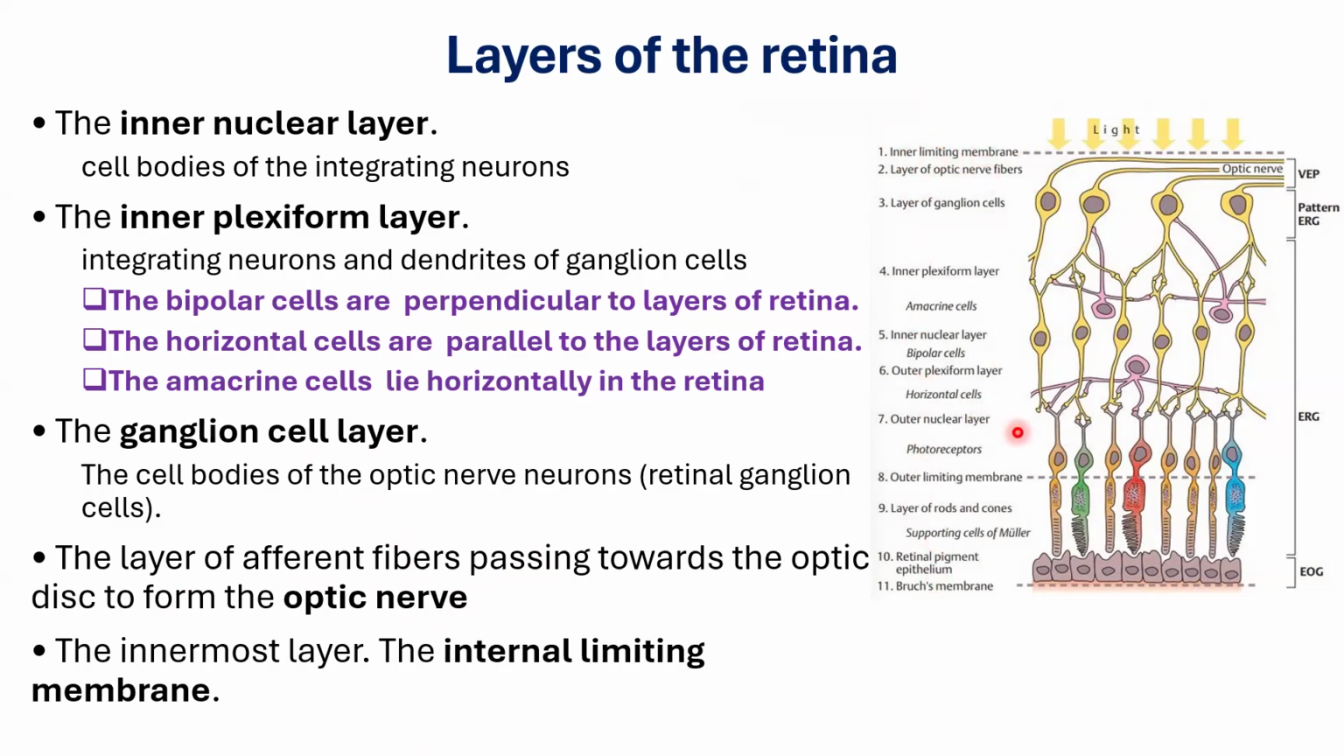Actually, these are commonly asked questions, so be able to describe the various layers of the retina. The trick is starting from the outermost layer, the pigmented epithelium. Then the layer of cones and rods, the outer limiting membrane, outer nuclear, outer plexiform, inner nuclear, inner plexiform, the ganglion cell layer, the afferent fibers that form the optic nerve, and then the last layer, the inner limiting membrane. You'll have formed all the 10 layers of the retina. So make sure you can describe the 10 layers of the retina.